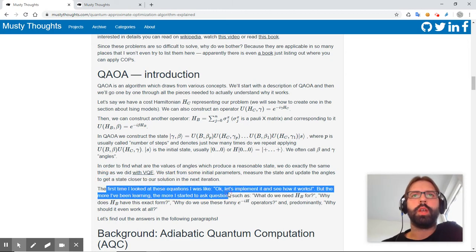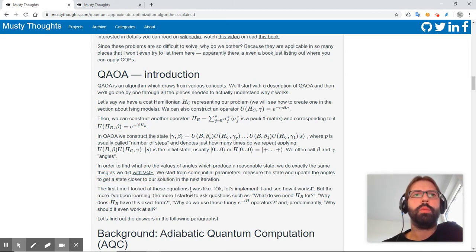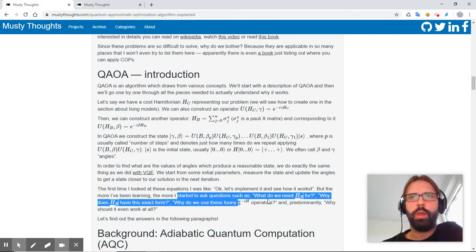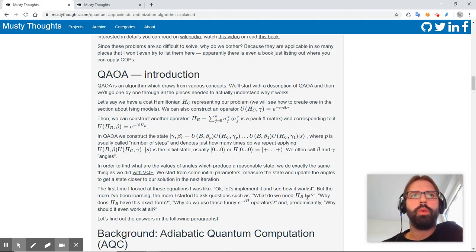The first time I looked at this equation, I was like, oh, okay, let's implement it and see how it works. But the more I've been learning, the more I've started to ask questions. What do we need HB for? Why does HB have this exact form? Why do we use these funny operators? And predominantly, why should it even work at all? Let's find out the answers in the following paragraphs.